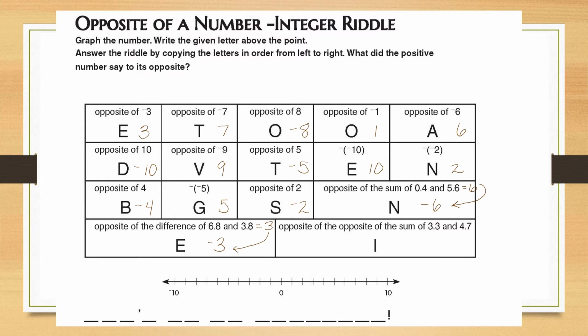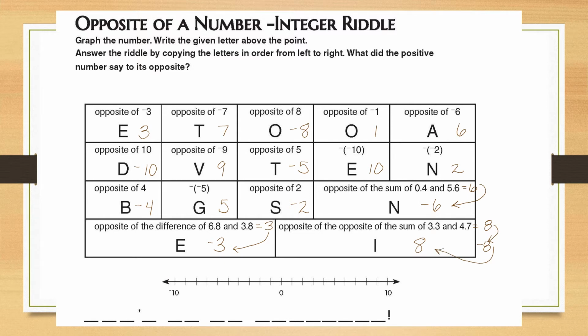-3. The opposite of the sum of 3 3/10 and 4 7/10 is 8. When we add 3 3/10 and 4 7/10, we get 8. The opposite of 8 is -8, and the opposite of that is back to 8.